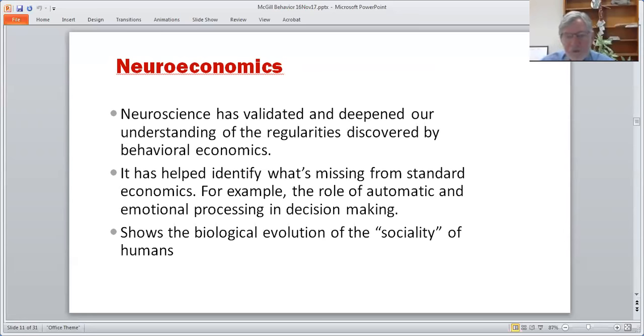Okay, neuroeconomics is a much more recent phenomenon. Really, most of the stuff is done since the year 2000, and it's important because it really validates the findings of behavioral economics. It proves that these regularities are real. They're not just an artifact of the games, and it's also helped with the other things that are missing from economic theory, like the role of automatic decisions, emotional processing, and so on. And it also shows the biological evolution of human sociality.